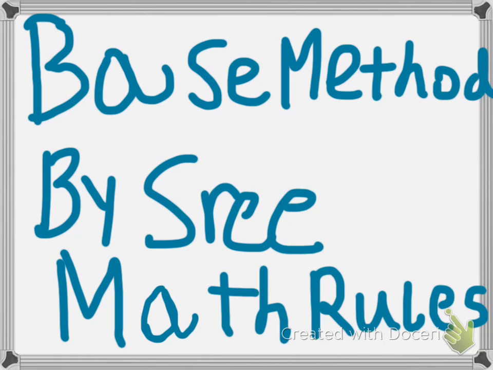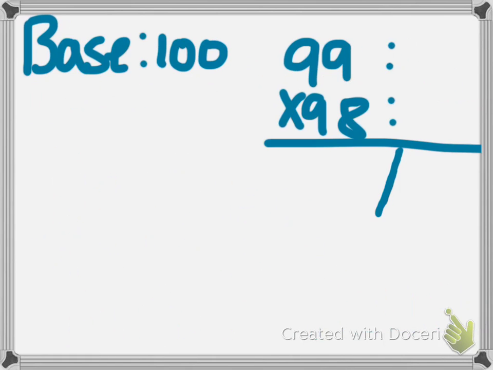Today I'm going to be explaining the base method, which is a shortcut for multiplication. It's basically a Vedic math trick, or a shortcut, as I said, which helps you do multiplication faster than the traditional way.